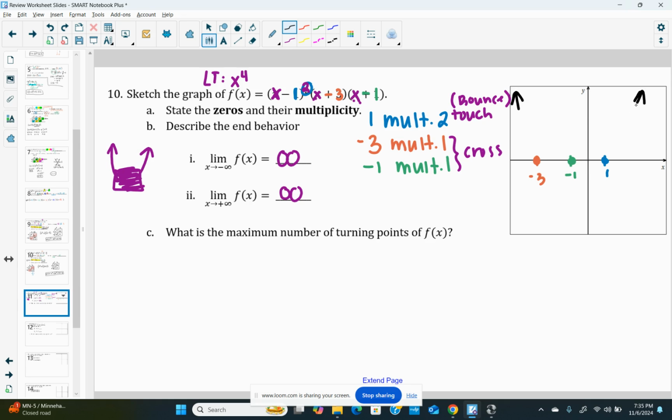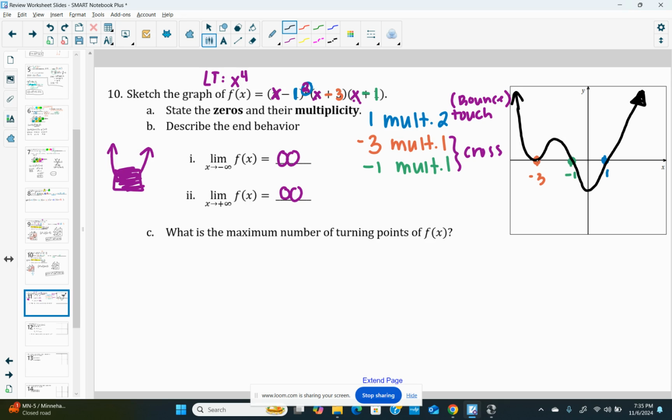And then I also know it's going to have to hit at these zeros. Now it's going to bounce at 3. So when it comes down here, it's going to bounce at 3 and go back up. Then it's going to have to cross at -1, and it's going to have to come back up and cross at +1 so that it can go back up to infinity.